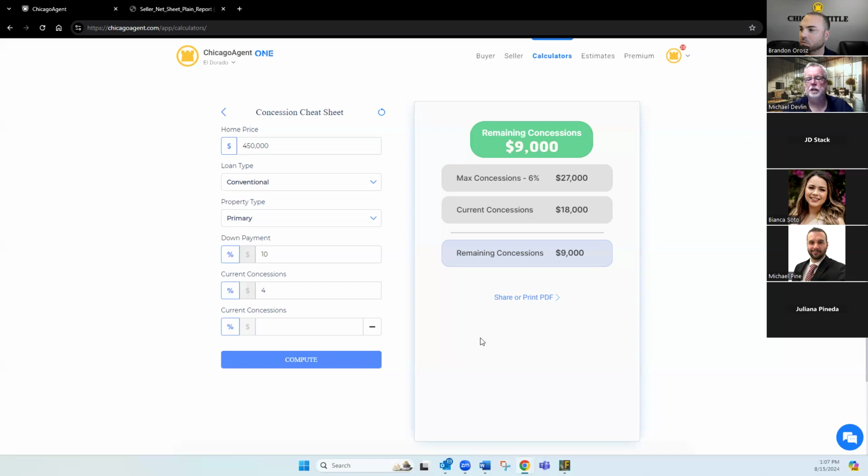And what the cheat sheet does is that it'll show you, given the different kinds of loans, if you go to share or to print, I think it shows the menu.